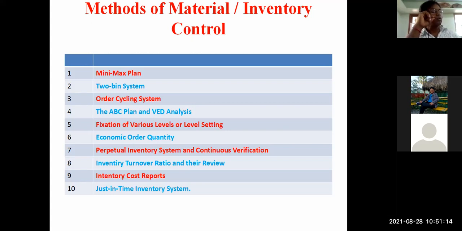Number two, two bins method. What is two bins method? Under this method, for each item of stock, two piles, bundles or bins are maintained. Two bins, two packets are maintained. Suppose when you purchase some lunch packets for your guests, then also you may go for two packets, one for using now, another after this first packet is over.